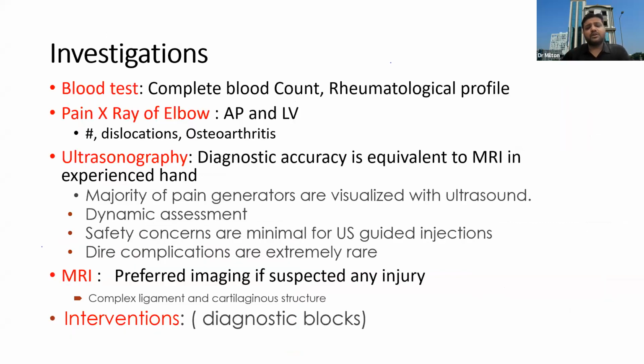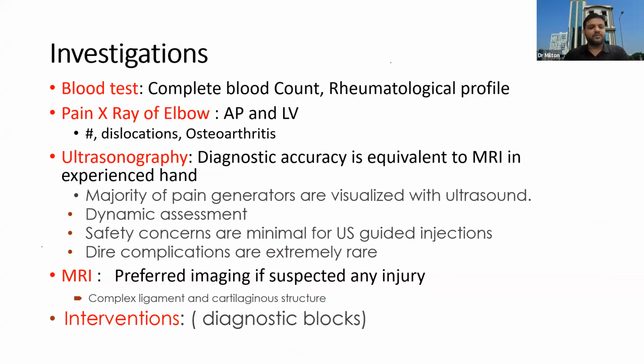So here we consider some blood tests like CBC and a rheumatological profile, because I already mentioned, if there is pain associated with other joint pain, it may be a rheumatological problem also. So if there are multiple joint pains, then you should consider a rheumatological profile also. After that, there is the plain X-ray.